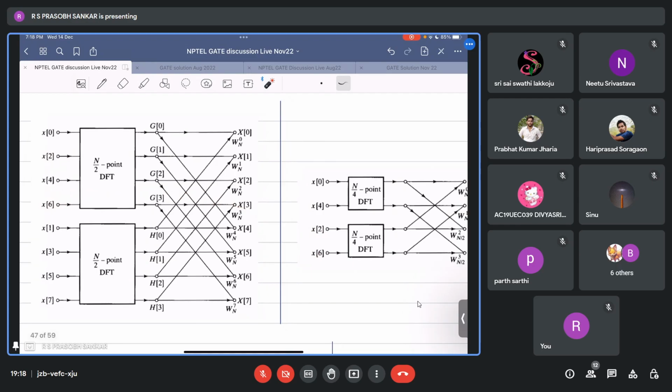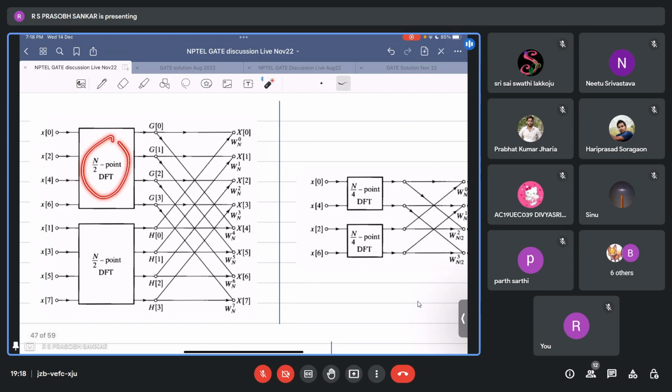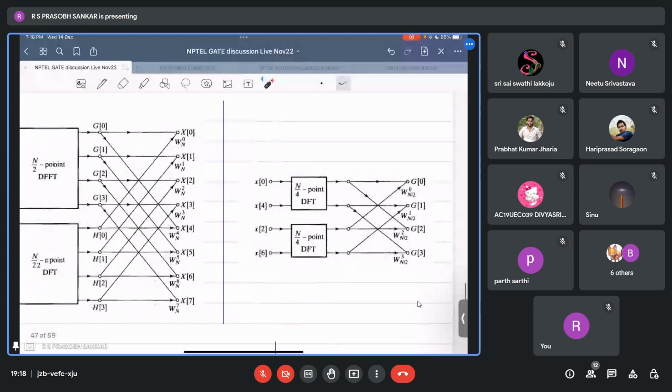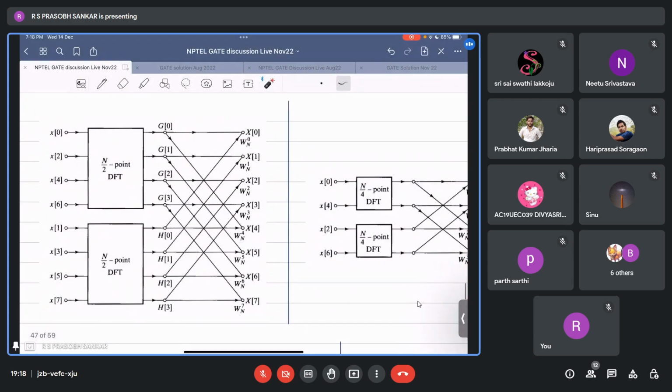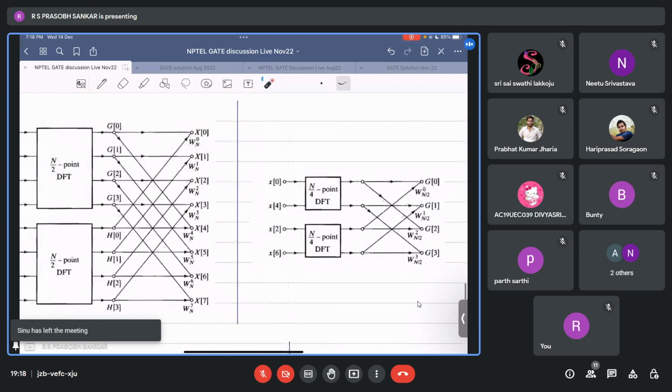So once we do that, we can evaluate this n by 2 point DFT itself using n by 4 point DFTs. That's the idea. We started with the big sequence, divided it into two parts, and used n by 2 point DFTs. Now this n by 2 point DFT, we can rewrite in terms of n by 4 point DFTs like this. By the way, this is not a very proper lecture on FFT, but just to show what is happening, we split it into two further parts and we get n by 4 point DFTs.